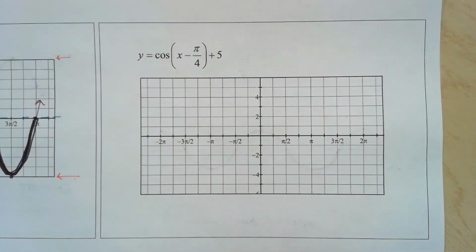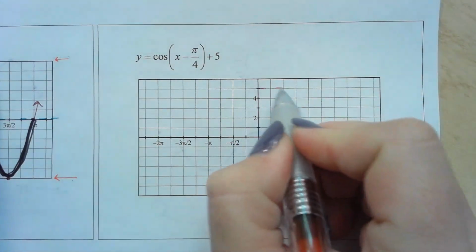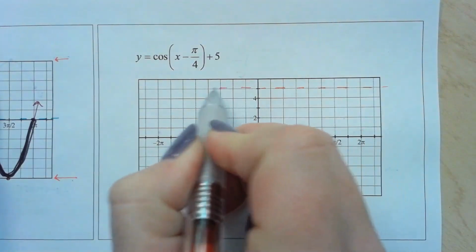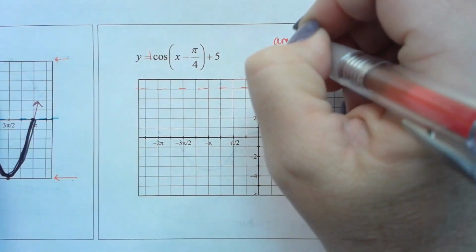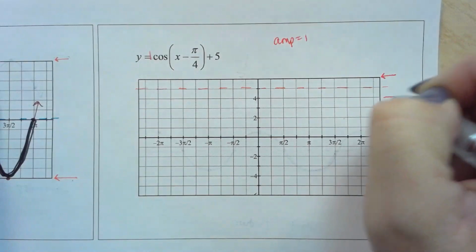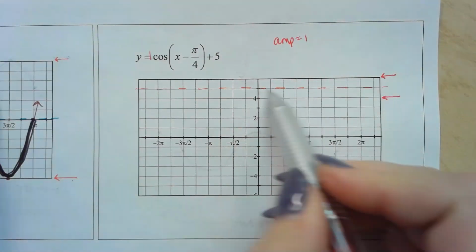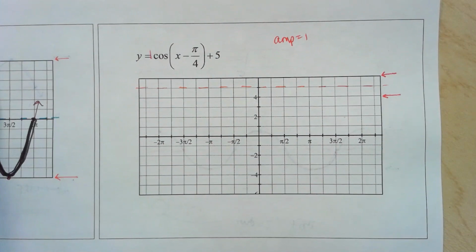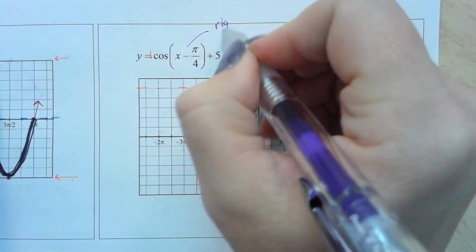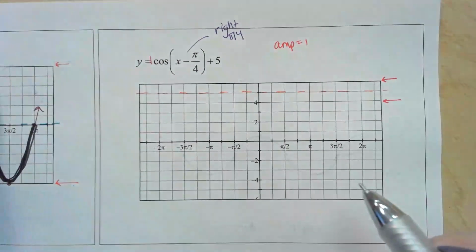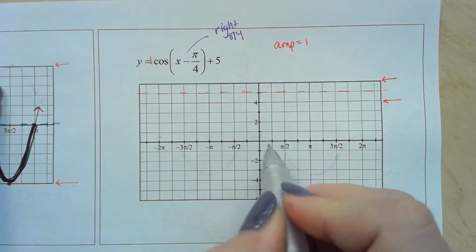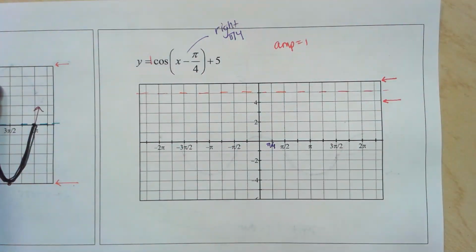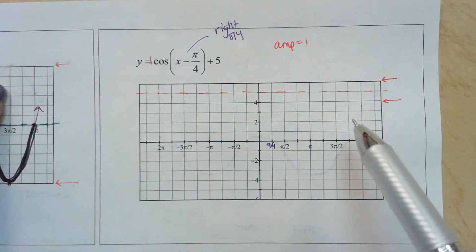All right, let's take a look at this next one. So I see my vertical shift is up 5, or my midline is up here at 5. What's my amplitude? The invisible number in front is a 1. So I'm either going to go up 1 or down 1 from that midline. So my entire graph is going to sit all the way up here. And then this is my phase shift. I'm going to go to the right, pi over 4. Now, pi is 4 boxes. Pi over 4 is 1 box. So I'm just going to move the entire graph to the right, pi over 4.